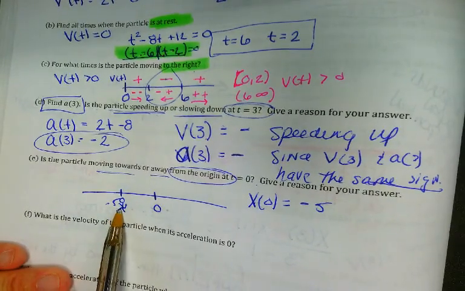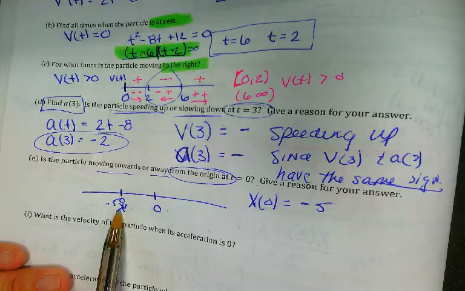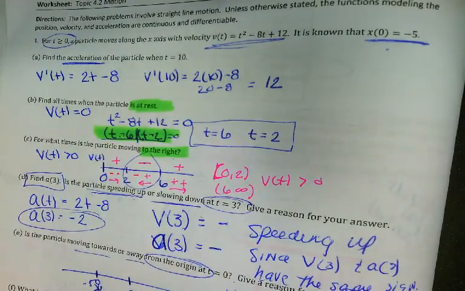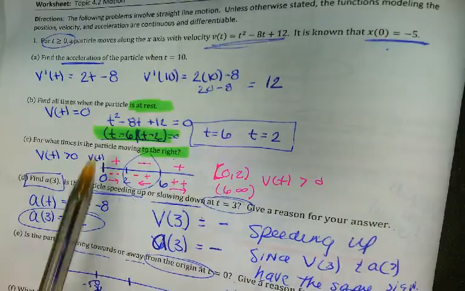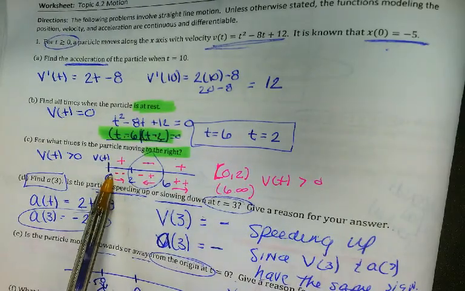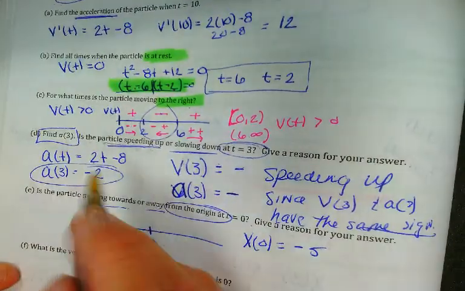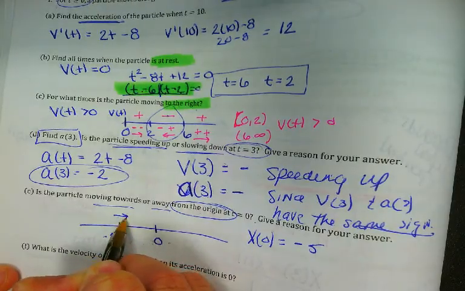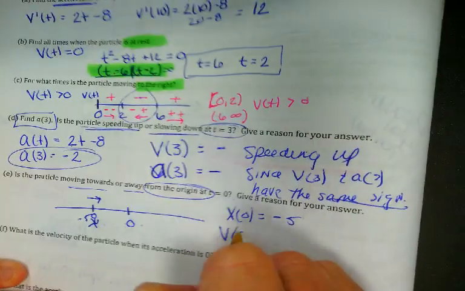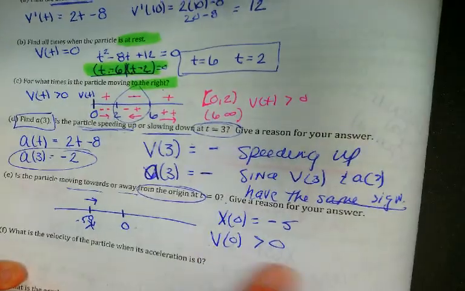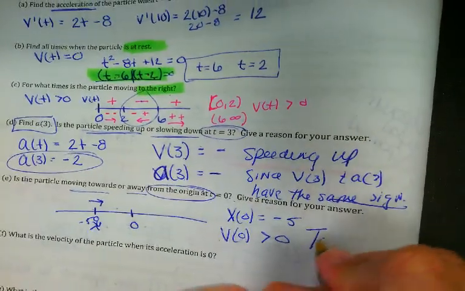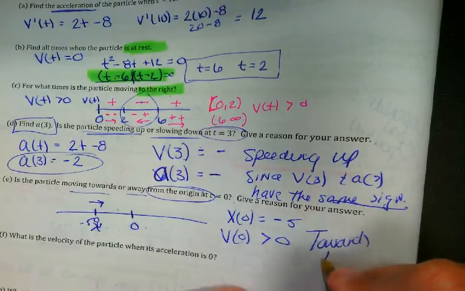And now I have to look at my velocity. So I'm going to go to my velocity at 0. What is our velocity at 0? Positive. So that tells me I'm moving to the right. Okay, so I'm going to say V of 0 is greater than 0. V of 0 is positive, so I'm moving to the right. So that tells me I'm moving towards the origin.